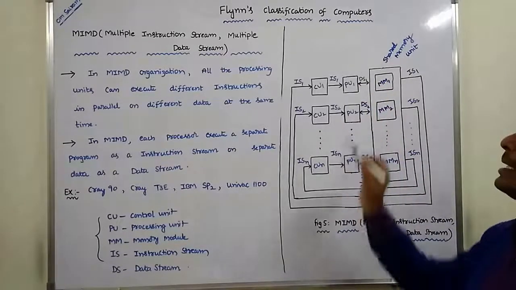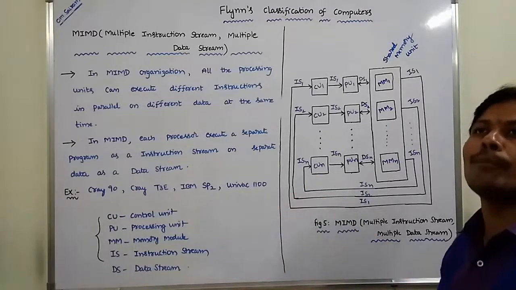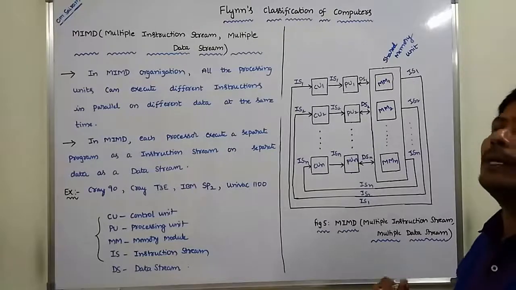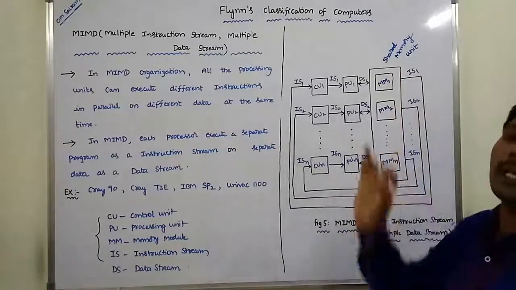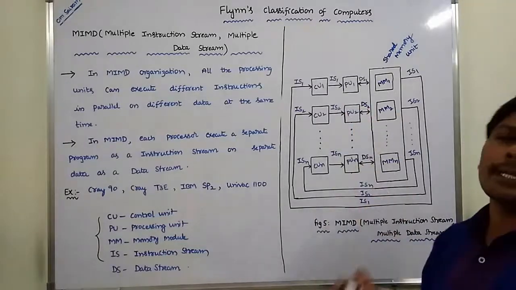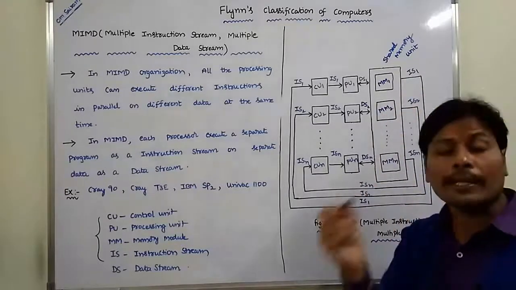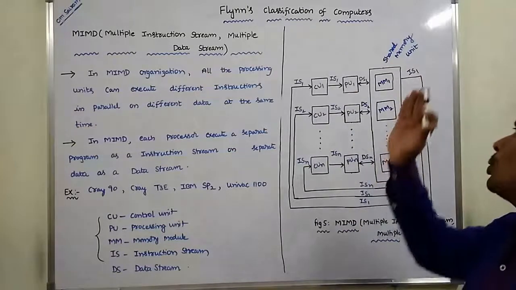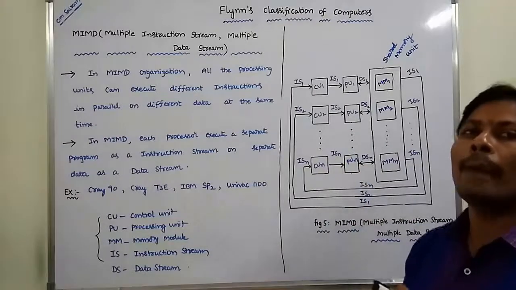Now each and every control unit can read the corresponding instruction stream from the corresponding memory module, and whatever instruction streams are read from the corresponding memory module are sent to the corresponding processing unit for execution. Here each and every processing unit can take the corresponding instruction stream from the memory module by the corresponding control unit and execute that instruction with the data read from the corresponding memory module. Whatever output we get from the processing unit is again stored in the shared memory unit. So this process can be done in the MIMD computer.